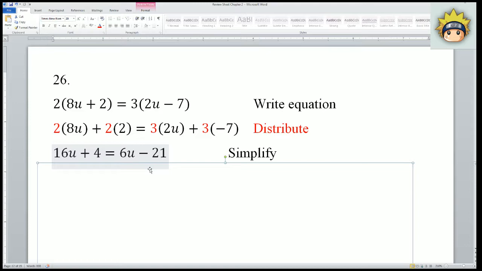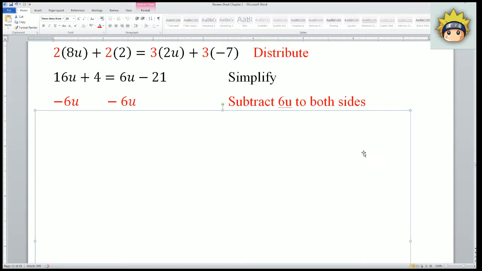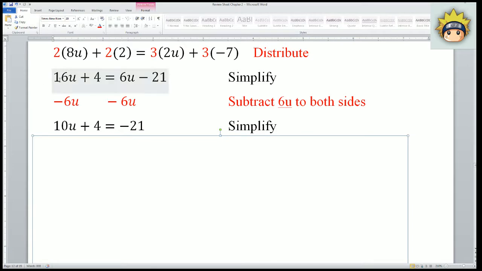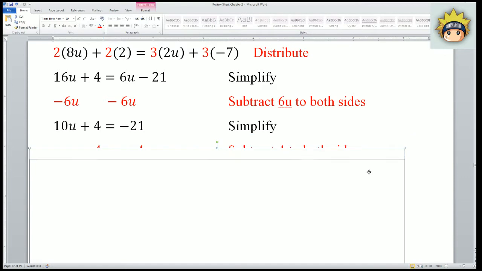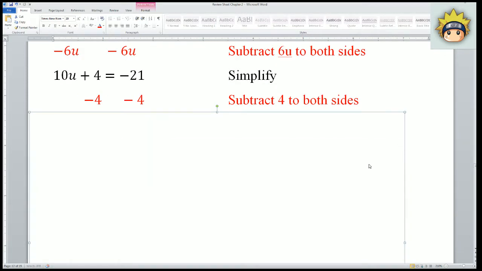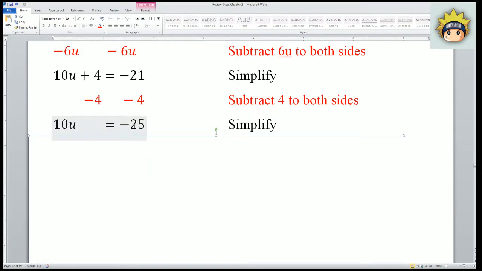So now I could try to get rid of the variable on one side. The smallest variable here is 6u, so I'm going to subtract 6u from both sides. After that, I'm going to do some simplification. 16u minus 6u is 10u. Bring down the 4. Bring down the negative 21. After that, get rid of the plus 4 by subtracting 4 from both sides. Simplify. That gets you 10u equals negative 25. Negative 21 minus 4 is negative 25.